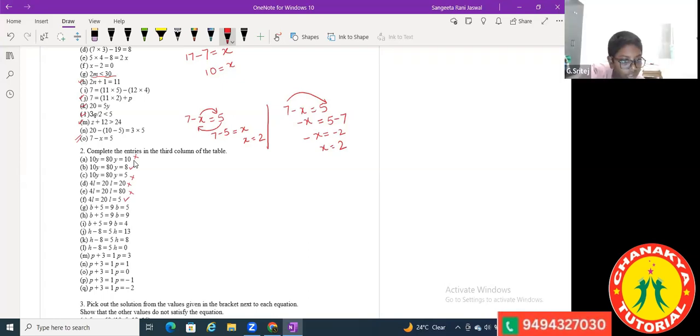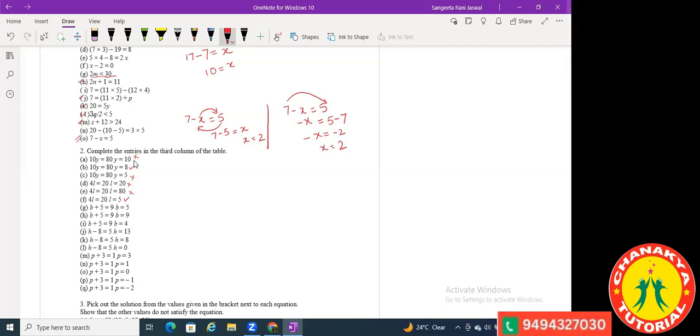Ma'am, I don't understand this one. See, what are they asking? They are giving us some value of the variable here, and we have to find what value of y will give us 80 on the other side. So they have given us some wrong answers, some correct answers. So we have to find out which value will be a satisfactory value.